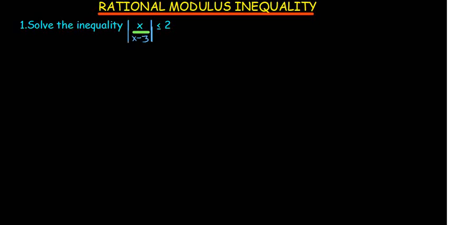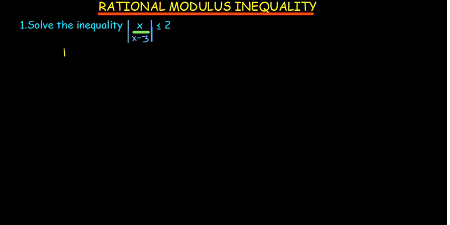So the inequality: absolute value of x over x minus 3 is less than or equal to 2. What I'm going to do is, absolute means it can either be positive or negative. So I'll say positive or negative x divided by x minus 3 is less than or equal to 2. So when I bring this in, the absolute is no longer there. And so I'll get this positive and multiply with this term, that is going to give us x divided by x minus 3 less than or equal to 2.